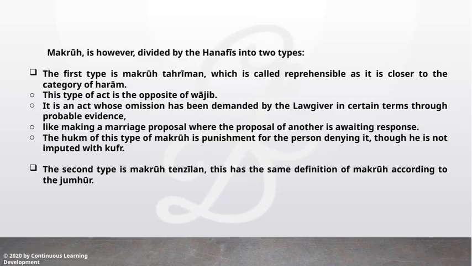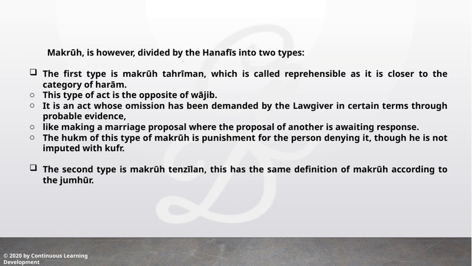Makruh, however, is divided by the Hanafis into two types. The first type is makruh tahriman, which is considered reprehensible because it is closer to the category of haram. This means that although it is not outright forbidden, it is strongly discouraged and carries a sense of disapproval. This type of act is the opposite of wajib, which is obligatory. It refers to acts that the lawgiver has indicated should be avoided through probable evidence, such as making a marriage proposal when another proposal is already waiting for a response.